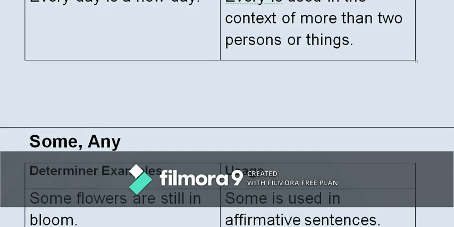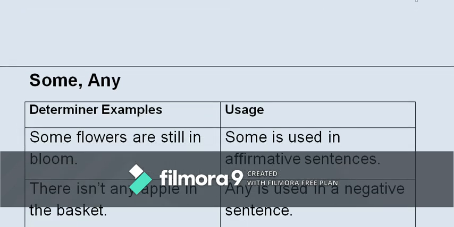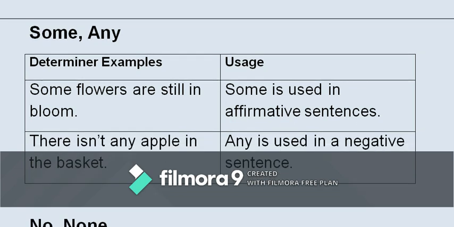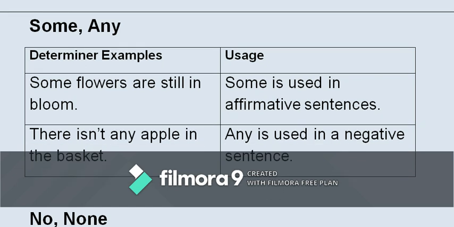Proceeding further, we have other examples. We have some and any. Now some is used in a positive sentence, or in English grammar we call it an affirmative sentence, and any is used in a negative sentence where the word no, not, or the apostrophized form of not is used. Let us see the example. Some flowers are still in bloom. Over here some is the quantifier, and it is used for a plural noun. Some is used in affirmative sentences. There isn't any apple in the basket.